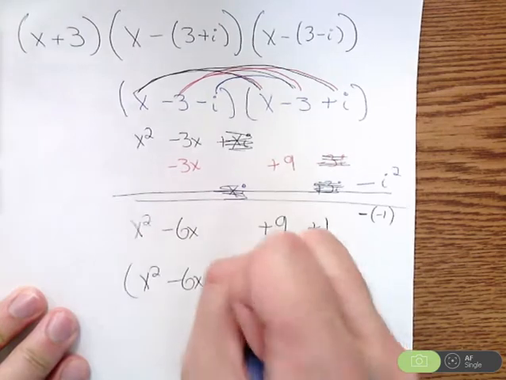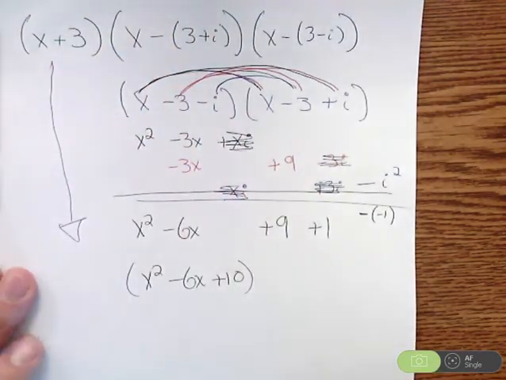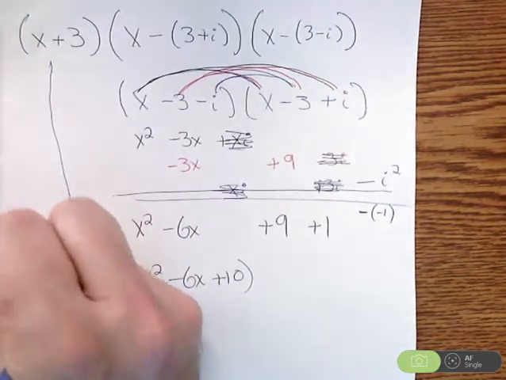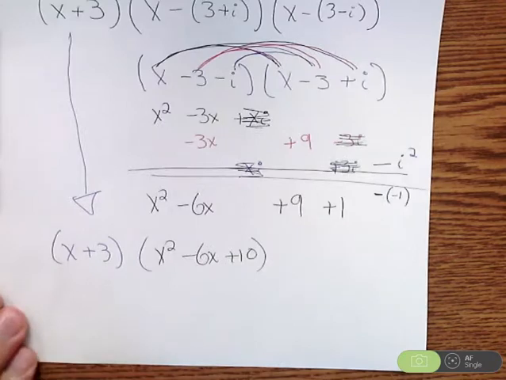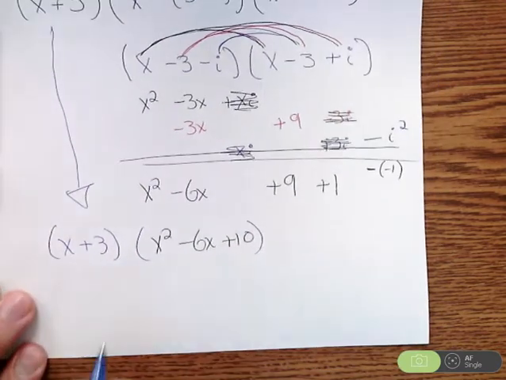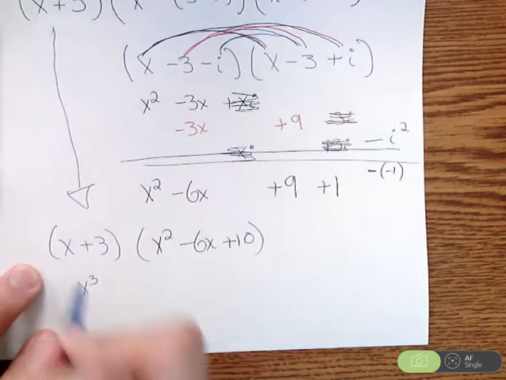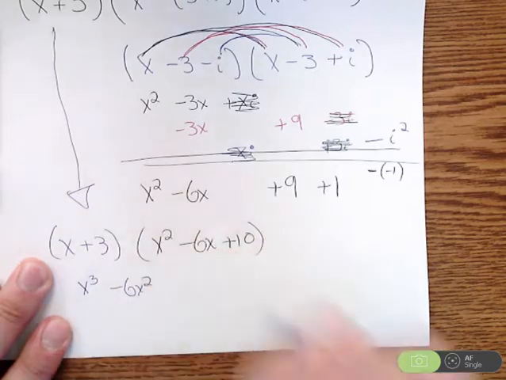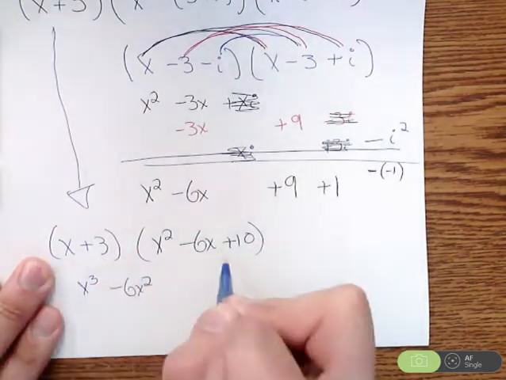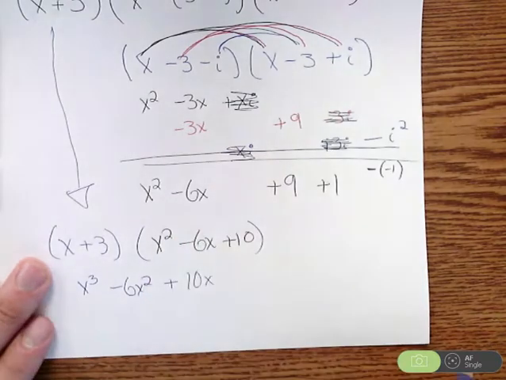Very similar to my first video, the only thing left to do is you have that x plus 3. We've got to bring that down. So x plus 3. Only thing left to do is distribute that x plus 3 through. So x times x squared is x cubed. x times -6x is -6x squared. x times 10 is 10x.